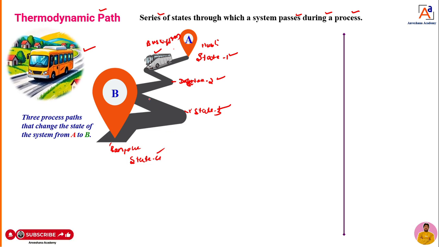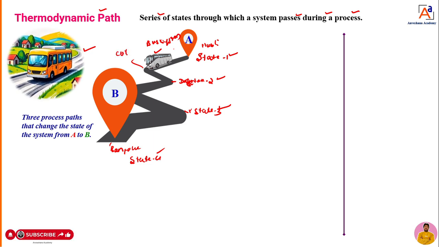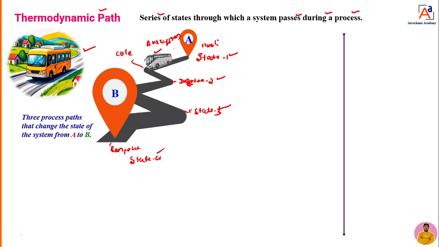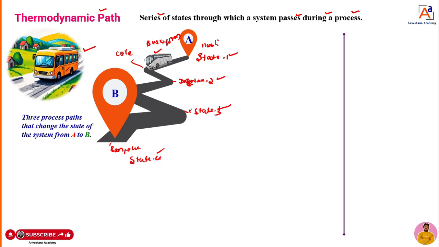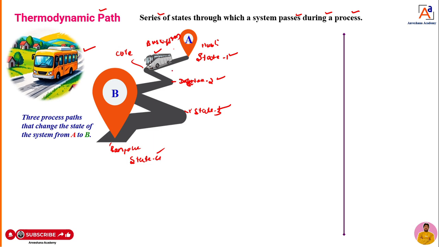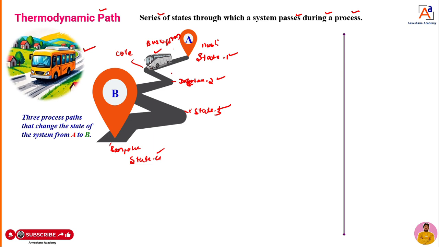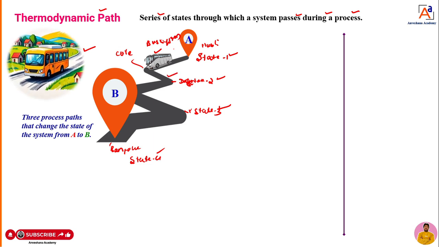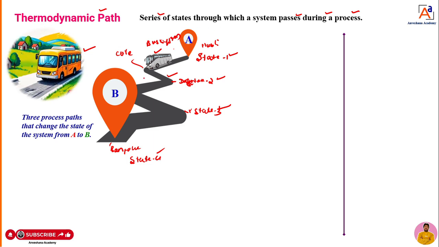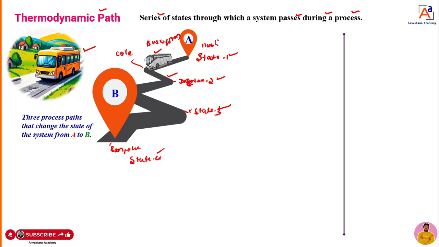When you join all these points, you get a curve or a trace. That curve or trace is nothing but the path. If you take the bus as a system, then that path we can call a thermodynamic path. When a system passes through a series of states during a process, that path we call a thermodynamic path. What is a thermodynamic path here? A series of states through which a system passes during a process is known as a thermodynamic path, dear students.